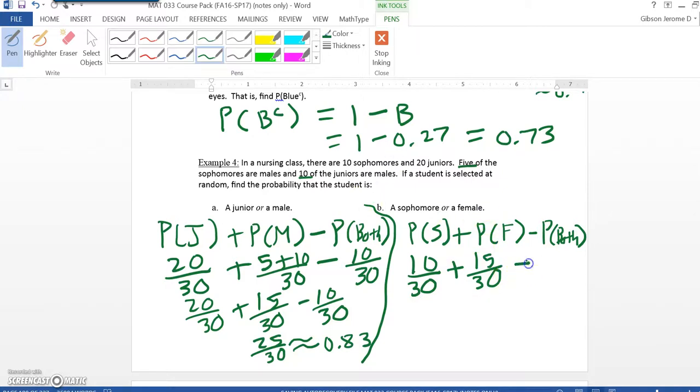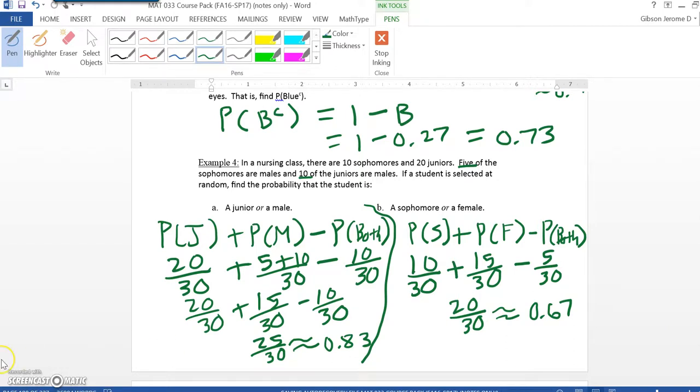Now we want to subtract both. And there are 5 females that are both sophomores and female. Okay, so now when we add all of this up, this will end up giving us 20 over 30, which would give us approximately, if we round to 2 decimal places, 0.67. And that is our final answer.